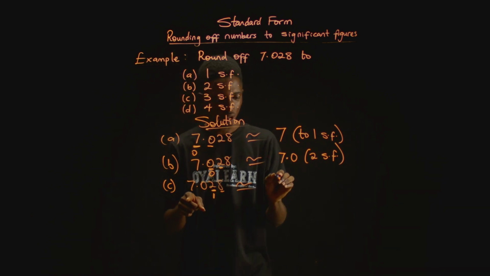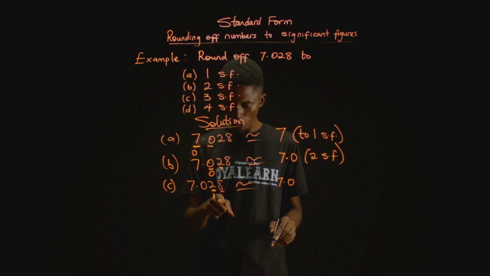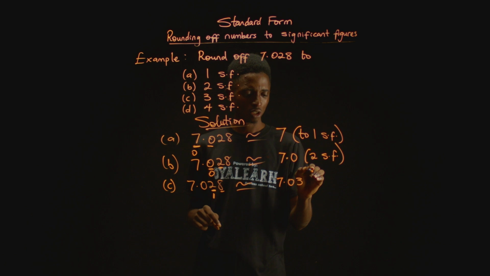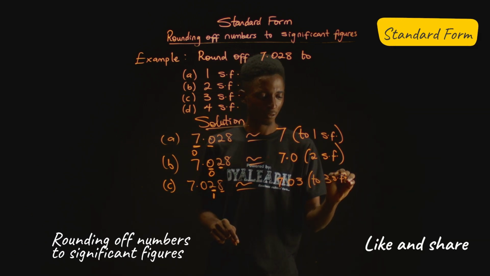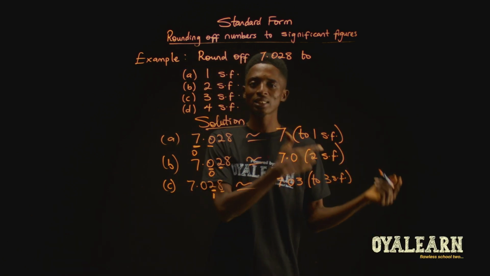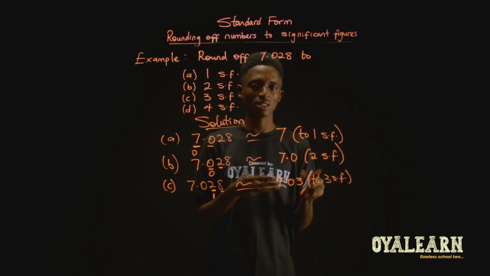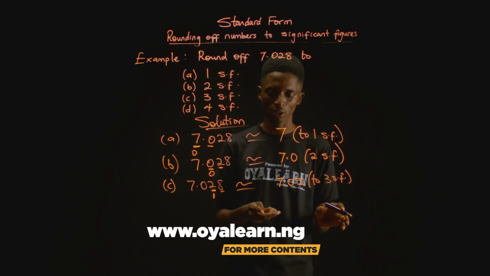Now let's add it up. We're going to have 7.0. Now 2 plus 1 will give us 3. So now we already have 3 digits. So we say this is to 3 significant figures. Now recall that every other thing becomes 0. And since we have gone past the decimal point, we don't need to write the other zeros. All we need is just these 3 digits, which shows that we have done it to 3 significant figures.